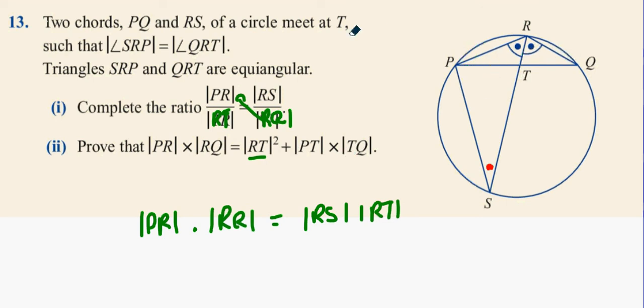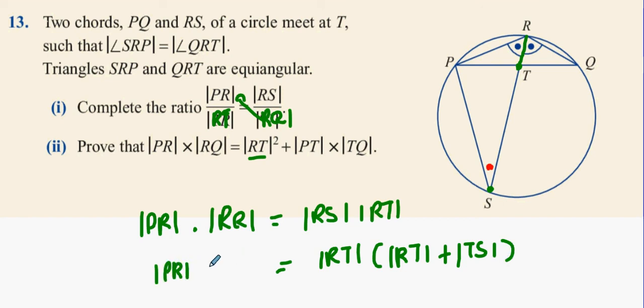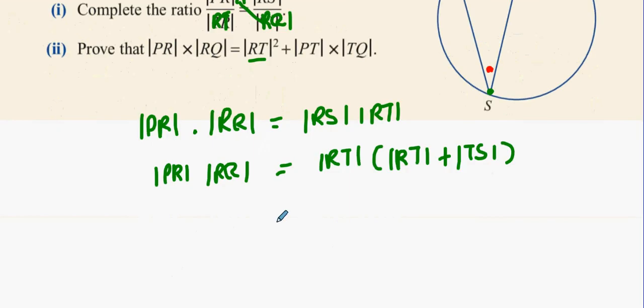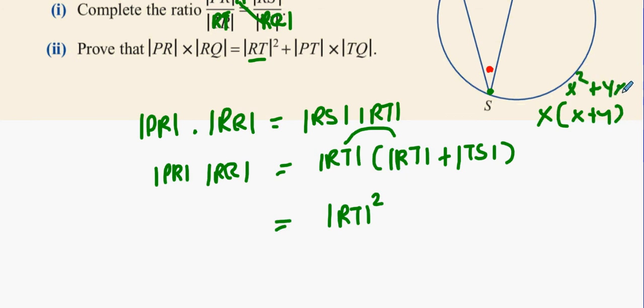Next thing. Let's look at R to S. See the way R to S is not in our answer? R to S is RT plus TS. So it's going to be RT times RS, but I'm going to change RS into RT plus TS, and that's equal to PR multiplied by RQ. And finally, you're going to multiply, what's RT multiplied by RT? That's RT squared. Same thing as X multiplied by X plus Y. X by X is X squared, and then it's Y multiplied by X, and then it's also plus. So that's our RT squared.